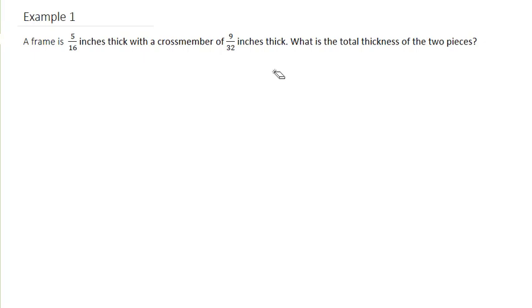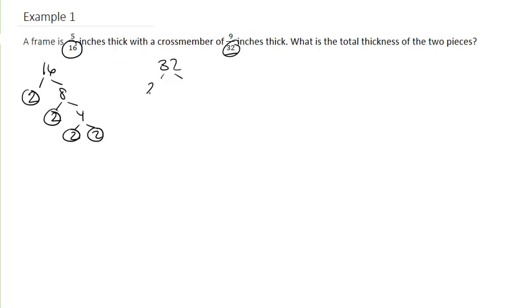Example 1. A frame is 5/16 inches thick with a cross member of 9/32 inches thick. What is the total thickness of the two pieces? What we need to do is take 16 and 32 and do the prime factorization for each. So 16 can be broken down into 2 and 8, then 2 and 4, and then 4 can be broken down into 2 and 2. Now for 32, we'll break it down. 32 becomes 2 and 16, then 2 and 8, 2 and 4, and then 2 and 2.